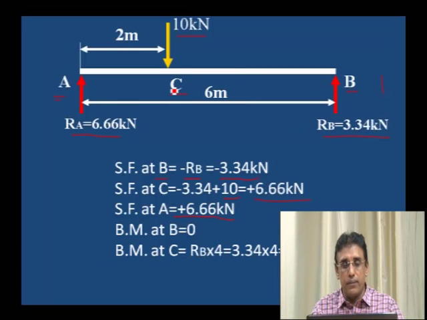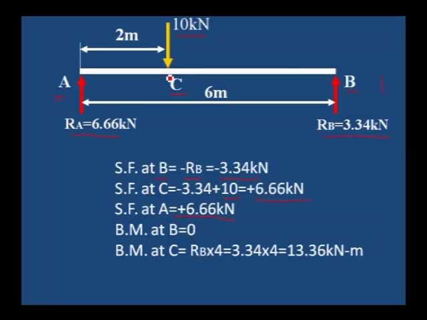Bending moment at C. To calculate the bending moment at C, first we have to consider RB. RB into distance. It is anti-clockwise. What is the distance? Total is 6 meter minus 2 meter. The balance from C to B, the C to B distance, is 4 meter. RB into 4. Only one force is acting, that is in the upward direction. RB into 4 is the moment at C. That is 13.36 kilonewton meter at C.